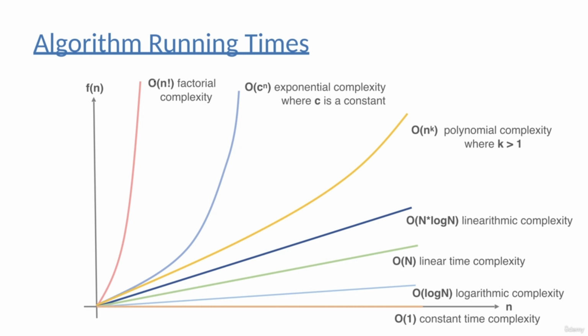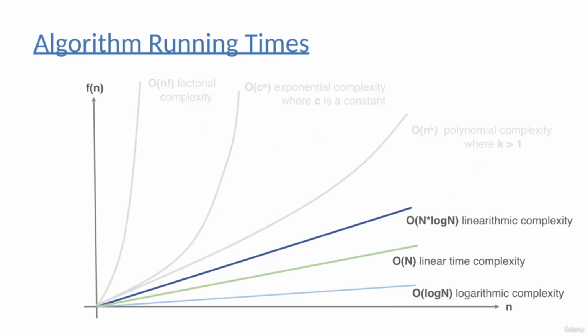What's crucial is that factorial complexity, exponential complexity, and polynomial complexity related approaches have no practical applications because these are considered to be slow approaches. We like linear-arithmic complexity, linear complexity, logarithmic complexity, and constant running time complexity. These are the complexity classes with practical applications because these are considered to be quite fast.